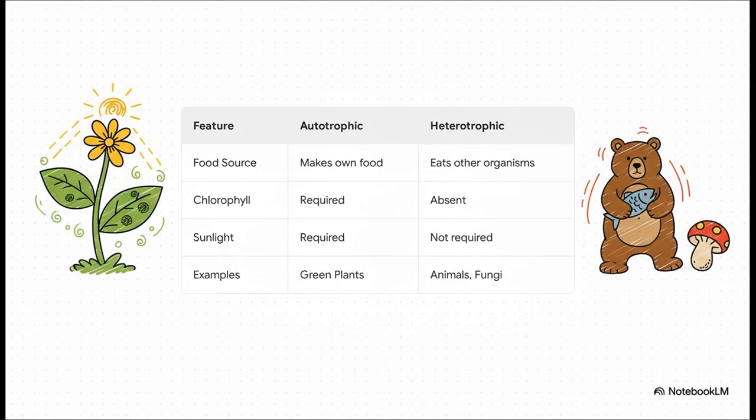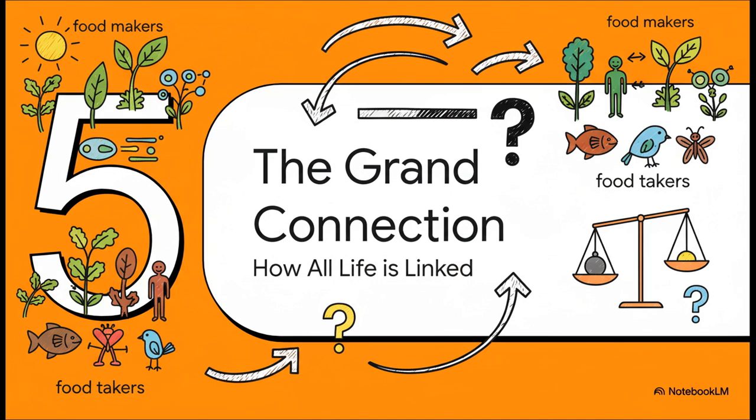This table gives us a very nice summary of the differences. Let's look at it closely. Autotrophs make their food from simple inorganic materials, while heterotrophs get it from other organisms. A very important point is that autotrophs have chlorophyll, that green pigment, but heterotrophs don't. And because of this, autotrophs need sunlight to make food, while heterotrophs do not. So we have these two major groups: the food makers, who are the autotrophs, and the food takers, who are the heterotrophs. So the big question now is, how are these two groups connected?